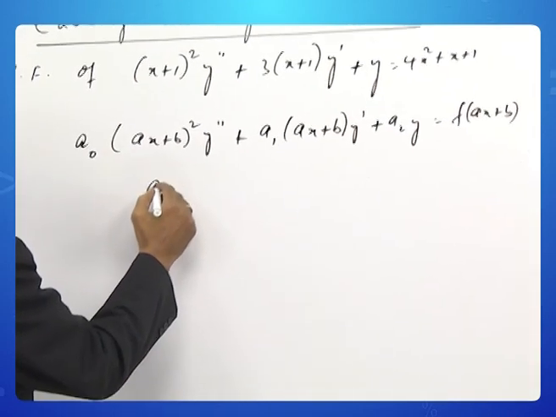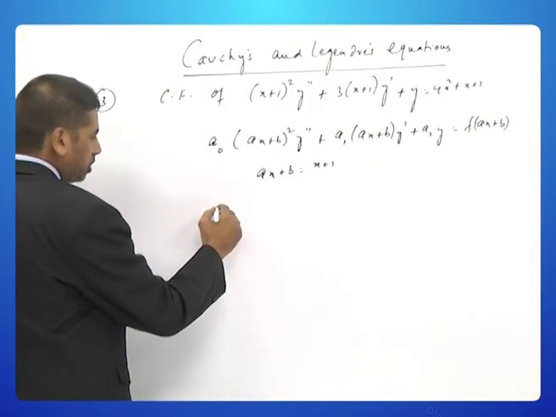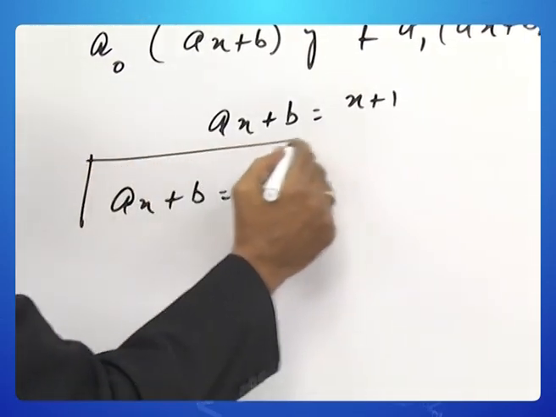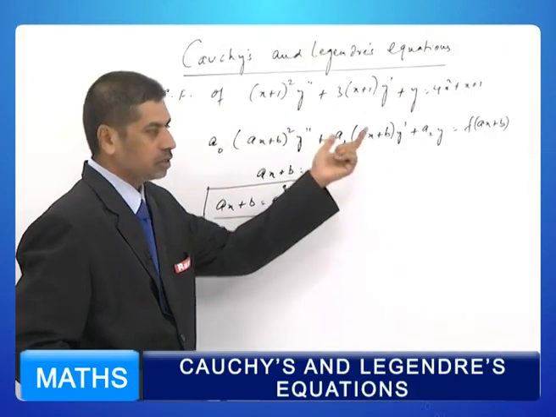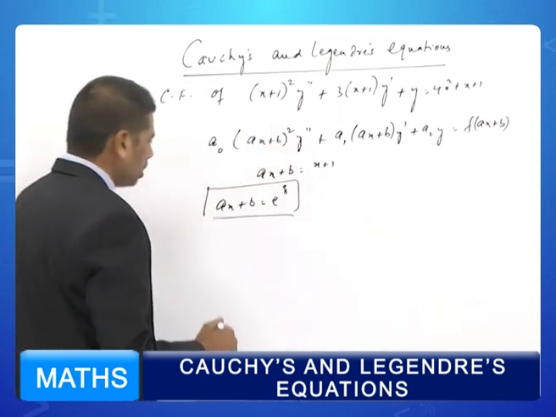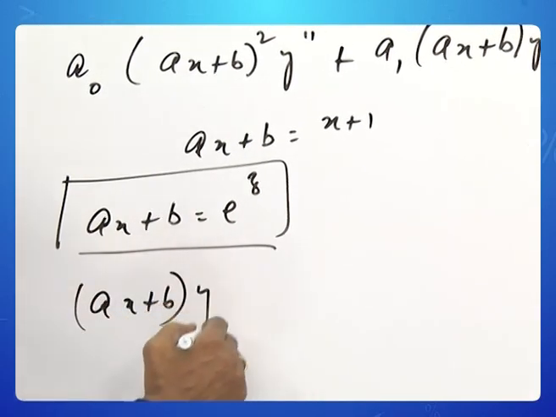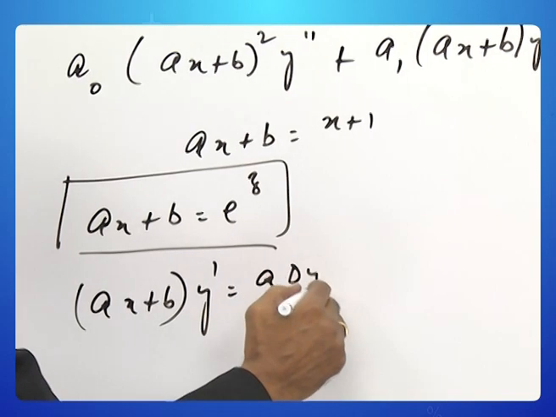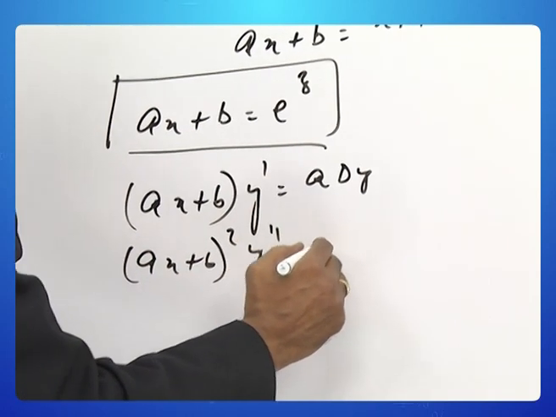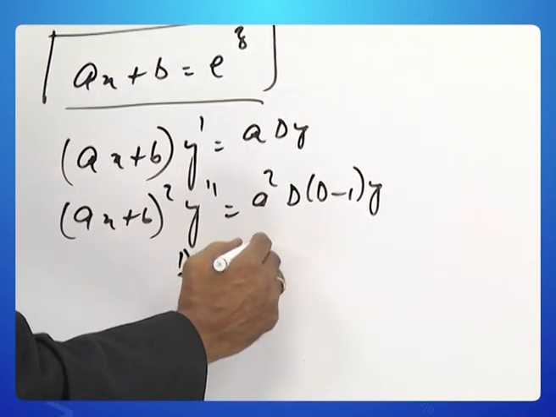Now, here ax plus b is equal to x plus 1. The transformation ax plus b is equal to e power z is used to transform the Legendre's equation into an equation with constant coefficients, of course, with the change of independent variable. Now, calculus will tell you that ax plus b y dash is equal to a Dy and ax plus b whole squared y double dash is a square into D into D minus 1 into y, where D is d by dz.